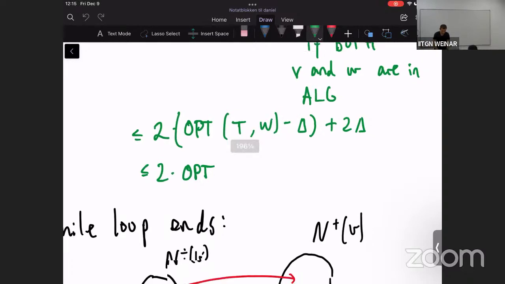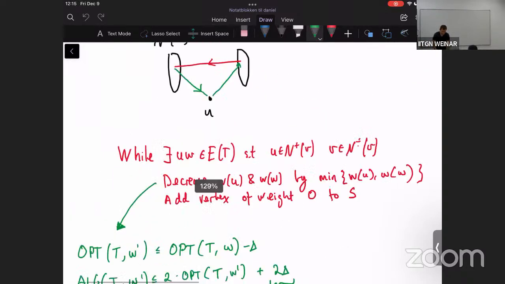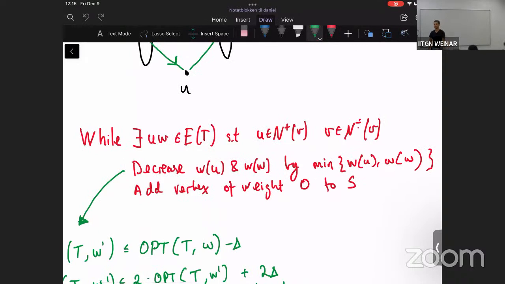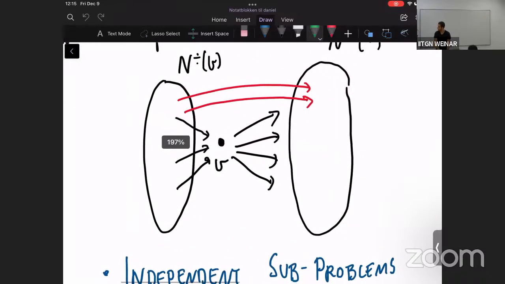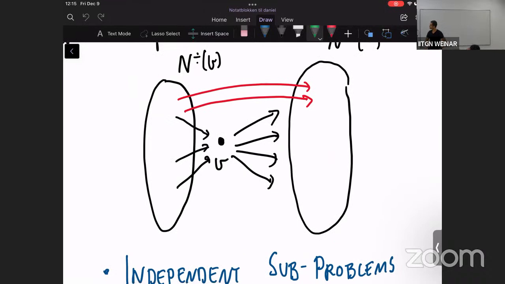So in particular, this gives me this kind of algorithm. While there exists an edge in the wrong direction, decrease the weight of the 2 vertices, pick the one that becomes free, keep going. So what happens when this while loop ends? Then there are no edges from the out neighborhood to the in neighborhood, right? Because as long as there was an edge from out to in, I could delete the vertex.